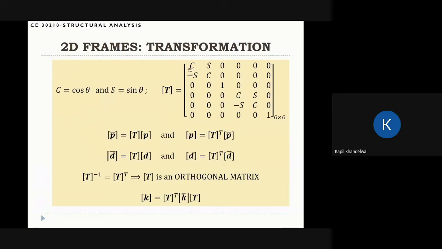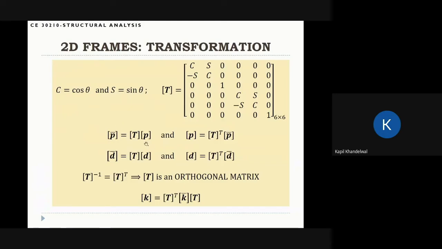You can think of it like C, S, minus S, C, and this third coefficient is 1, and this block is repeated here. Again, C and S depend on the orientation angle, so make sure that you calculate the orientation angle correctly. Once you have the orientation angle, you can get this transformation matrix, and with this transformation matrix we can transform between any of the displacements and forces.